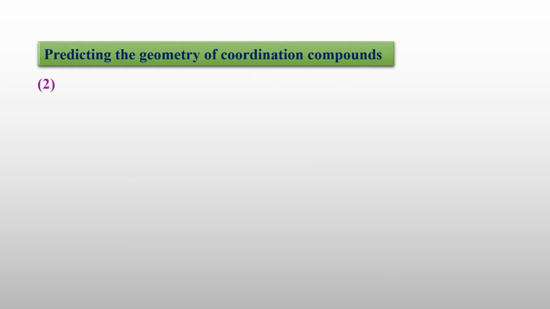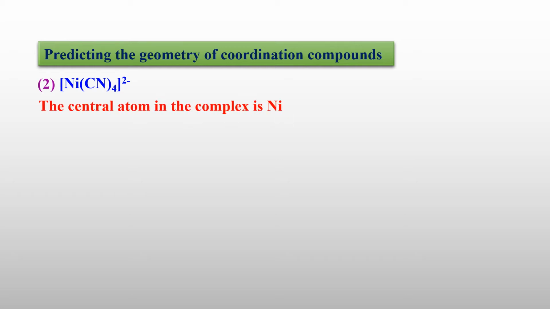Now the second example. In the second example, we have tetracyanidonickelate, an anionic complex. Again you have to do the same thing. The first thing, you have to write the central atom, or metal, in the complex. The metal present in the complex is nickel. Write the electronic configuration of nickel. The atomic number of nickel is 28. The electronic configuration is argon 18, 4s2 3d8.